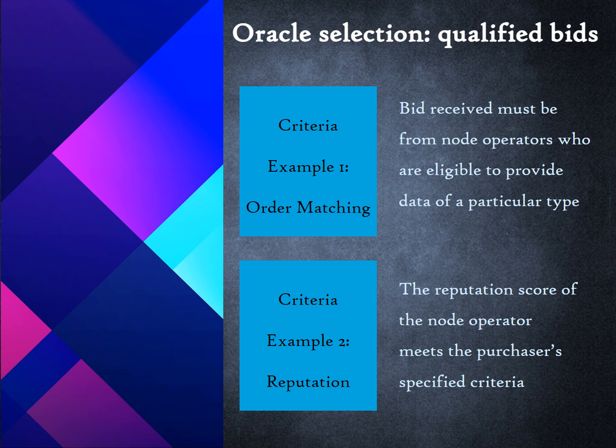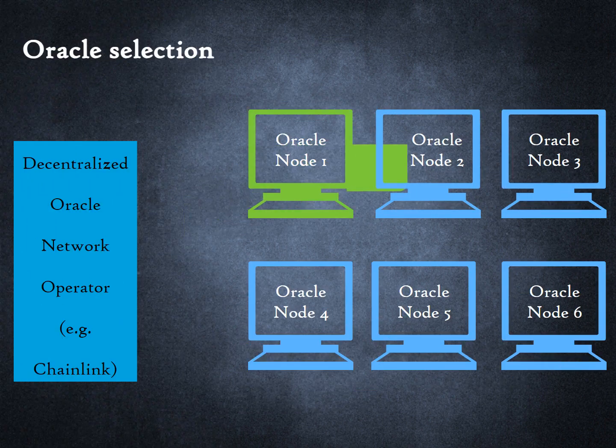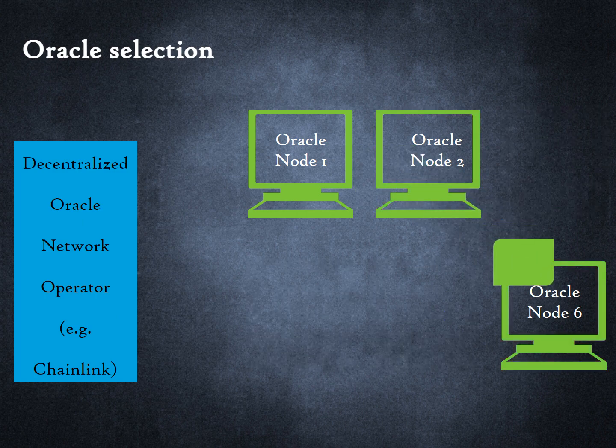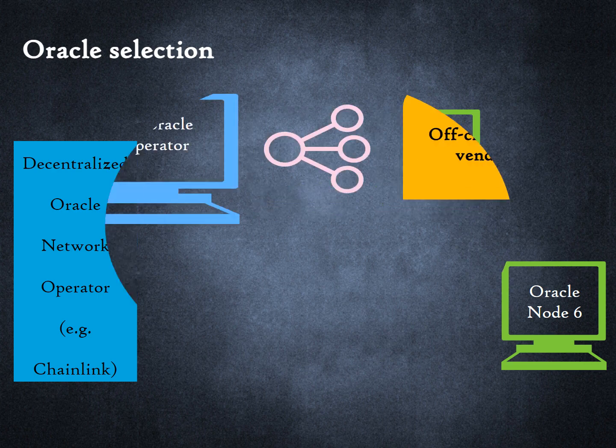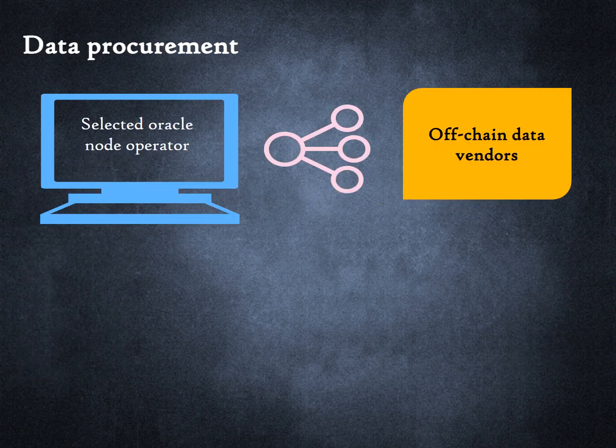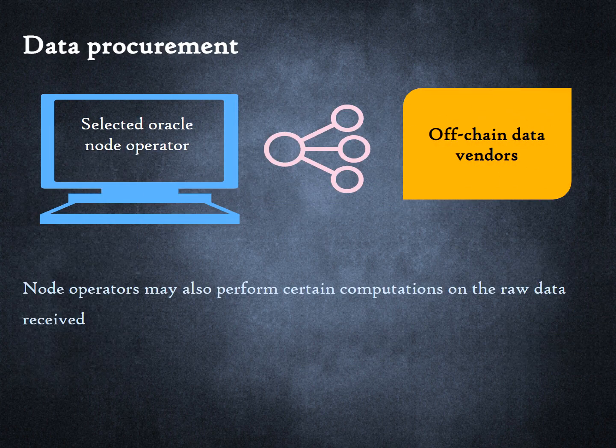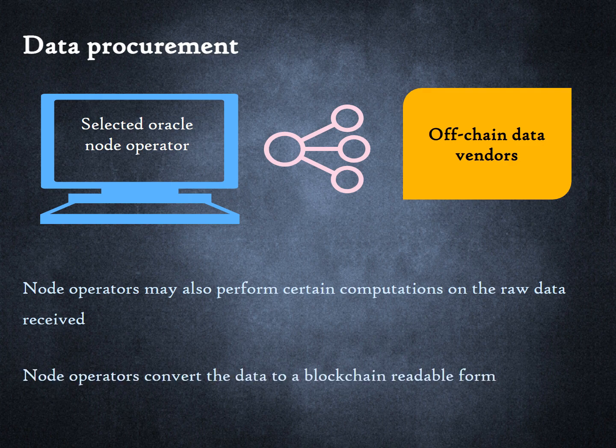For instance, the node operators eligible for supplying weather data may be different than for financial markets data. Another example of a criteria is that the Oracle node operator meets a specified reputation score of the purchaser, based on a reputation management system established by the Oracle platform. Once the desired number of qualified bids are received, the selected Oracle nodes are given the green signal to procure data from respective data sources. The nodes pull data from off-chain sources via APIs. They may also perform certain computations on the raw data received. They convert the data to a blockchain-readable form.